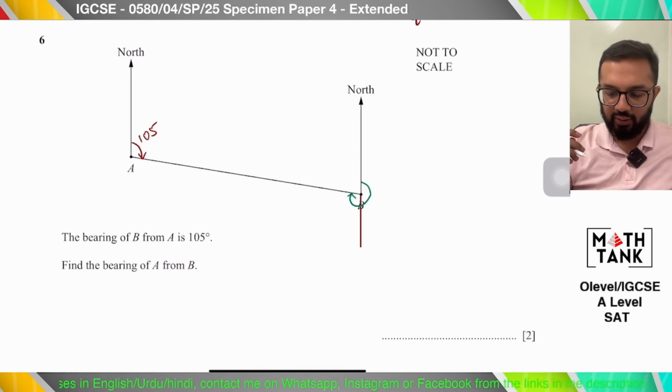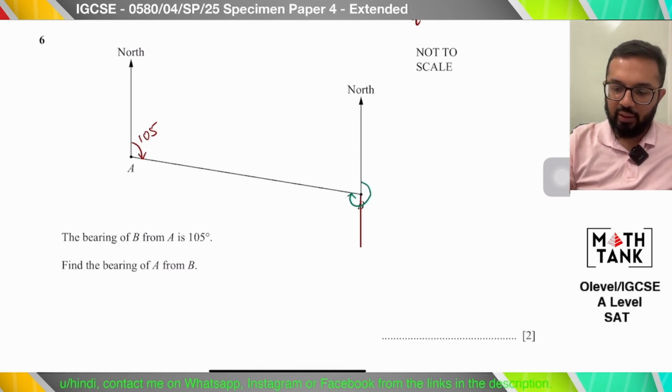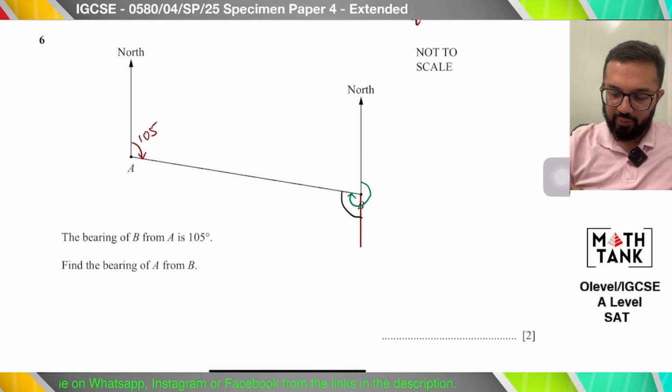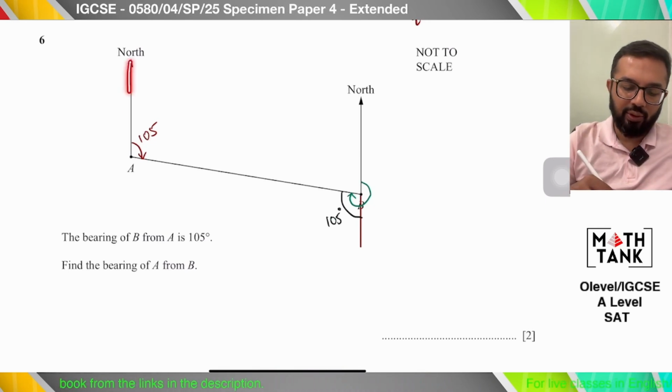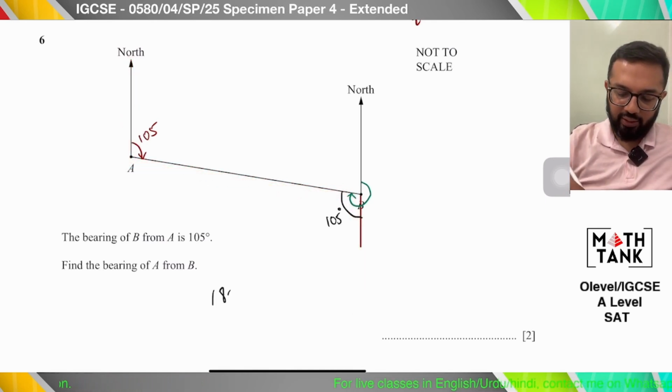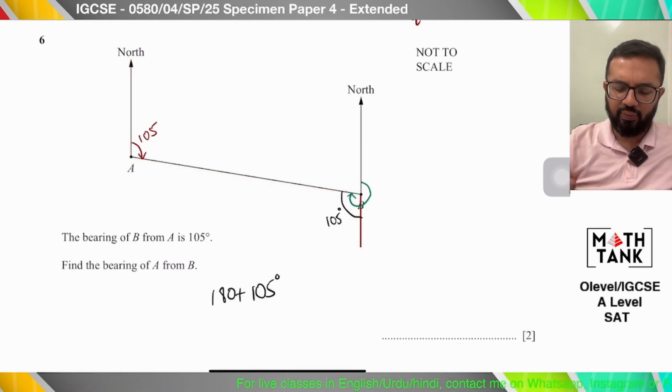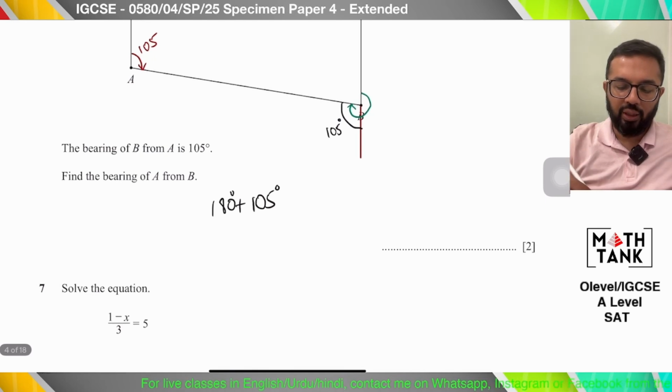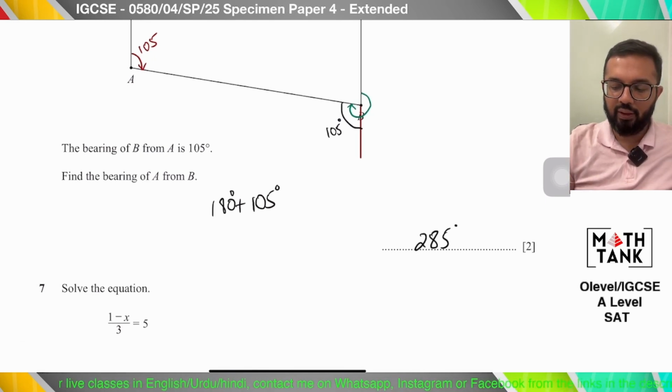There are two ways of doing it. One is that I could say that this outside angle is 105 degrees, because it's creating alternate angles. And I could just add up 180 and 105. I think that's the easier way of doing it. I'm not going to do the other method. The answer is 285 degrees.